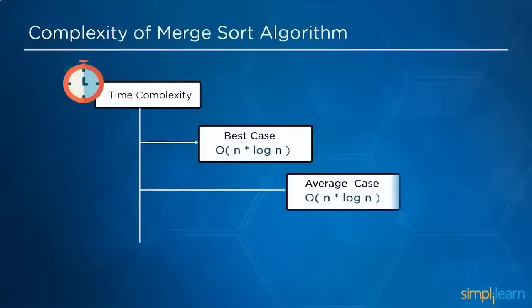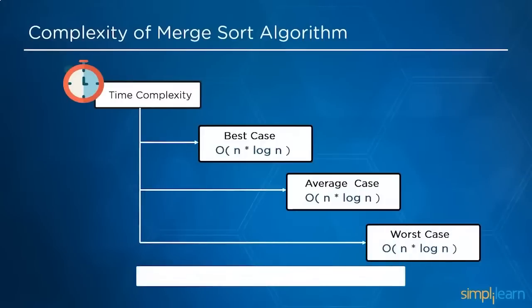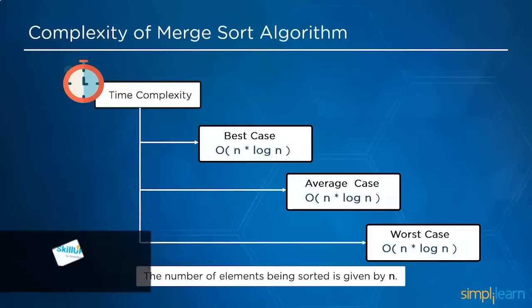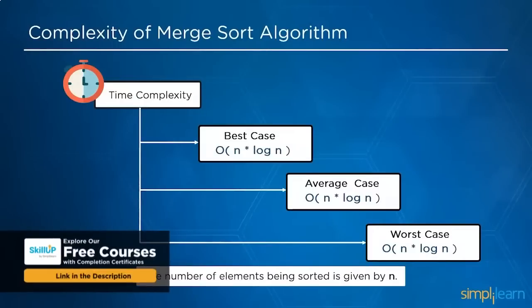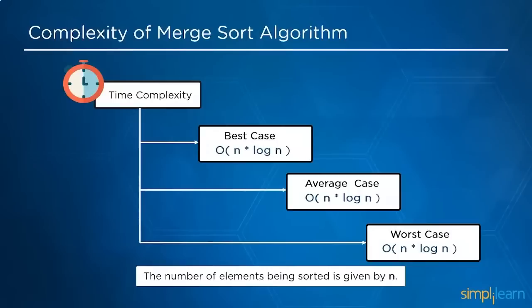First, we will look into the time complexity of the merge sort algorithm. As we all know, time complexity in data structures is divided into best case, average case and worst case. The best case of the merge sort algorithm is big O of n log n. The average case of the merge sort algorithm is big O of n log n, and the worst case of the merge sort algorithm is big O of n log n.